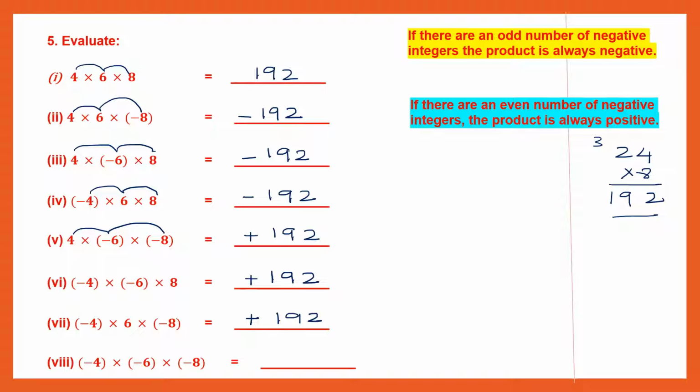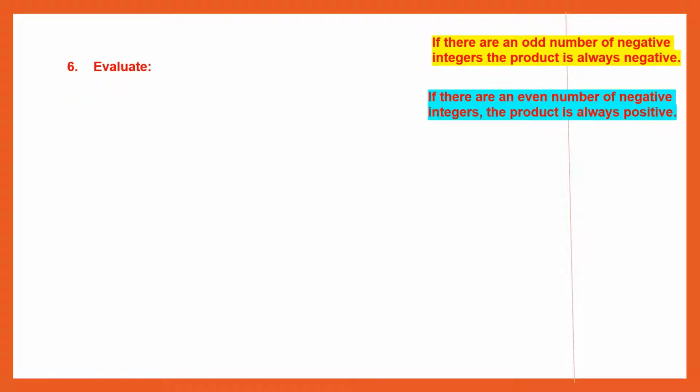Now the eighth one. Now here 1, 2, 3. We have 3 negative integers. 3 is an odd number. If we have an odd number, then our answer is negative. Then 4 into 6 into 8 is 192. So what's our answer here? Minus 192.